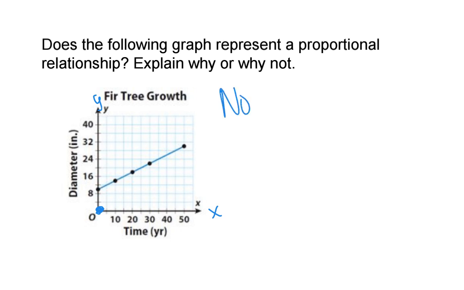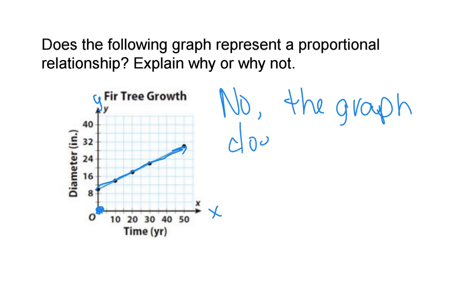Remember that for it to be proportional, it has to pass through the origin and it has to be linear. In this case, this graph is linear because it does make a straight line, but it does not pass through the origin, so my answer is still no. So no, the graph does not pass through the origin.